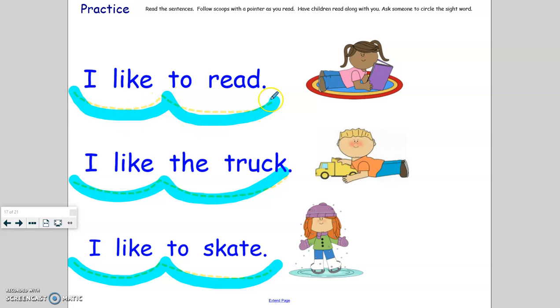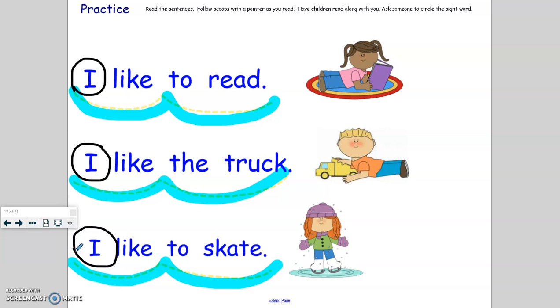I like to read. Do you see one of our new trick words in that sentence? Here it is. It's the word I. Let's read the next sentence. I like the truck. There's the word I again. I like to skate. There's our trick word I again.